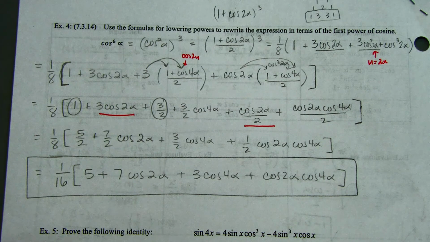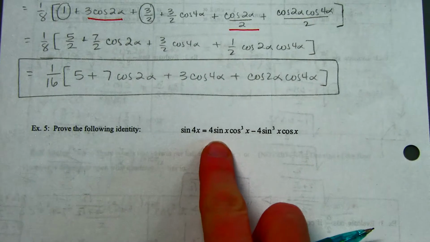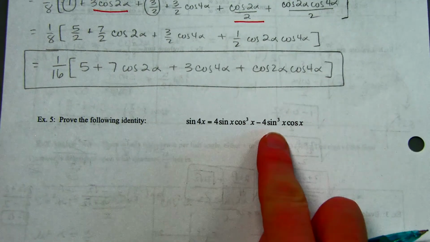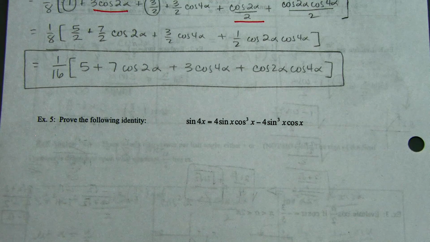Okay, the last kind of stuff we're going to see today are these problems where you have to do the proving. Prove the identities are true. So we've got sine 4x equals 4 sine x cosine cubed x minus 4 sine cubed x cosine x. So you have to decide which side you want to work on. The right-hand side? Okay.